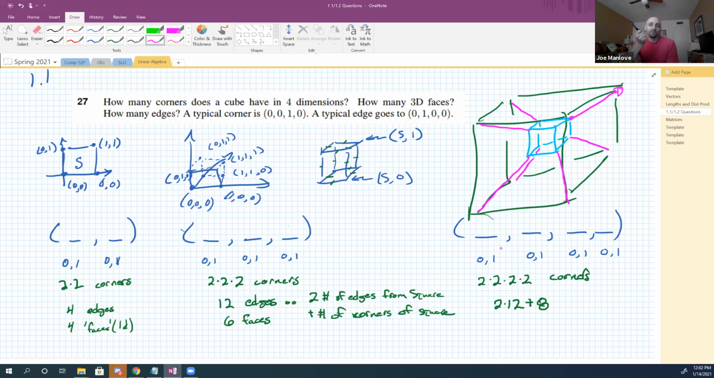So does everybody believe me now about the edges? Yeah. So the 2 times 12 is the green edges and the blue edges, right? And then the pink ones are the 8. You guys see that? And then we could actually use this picture to count the faces.